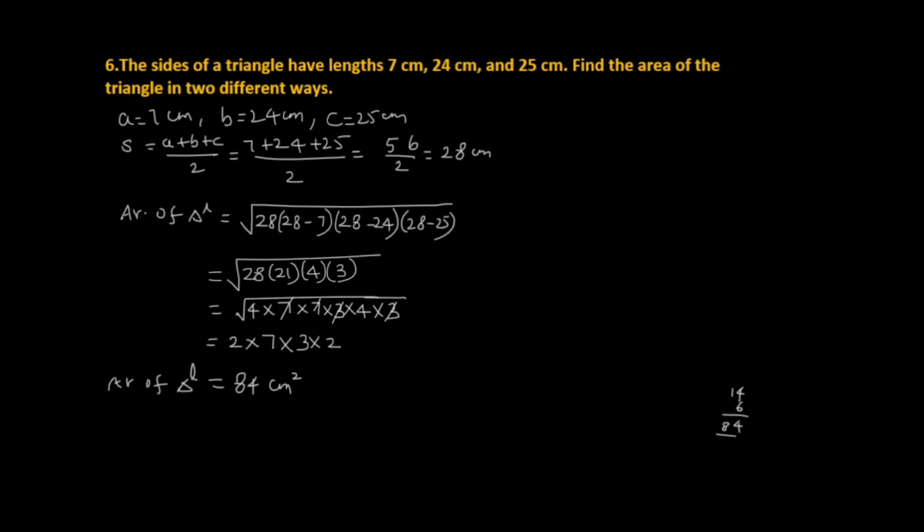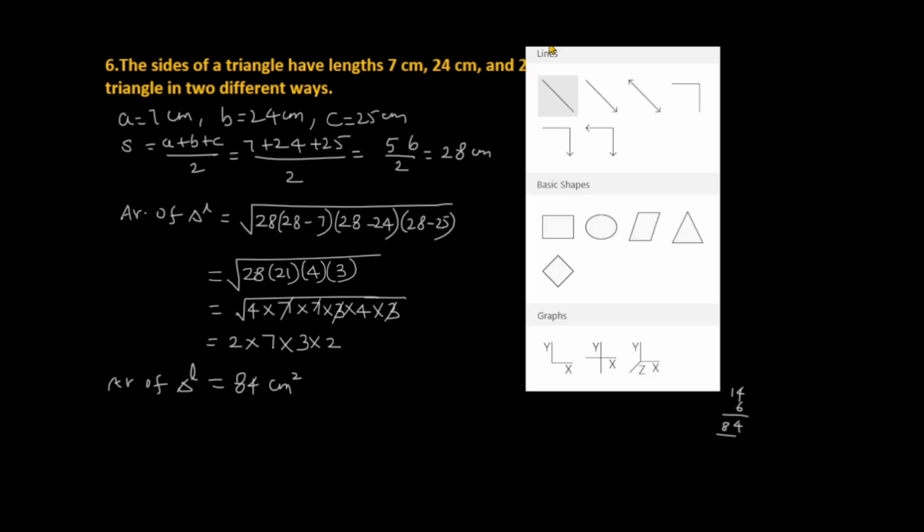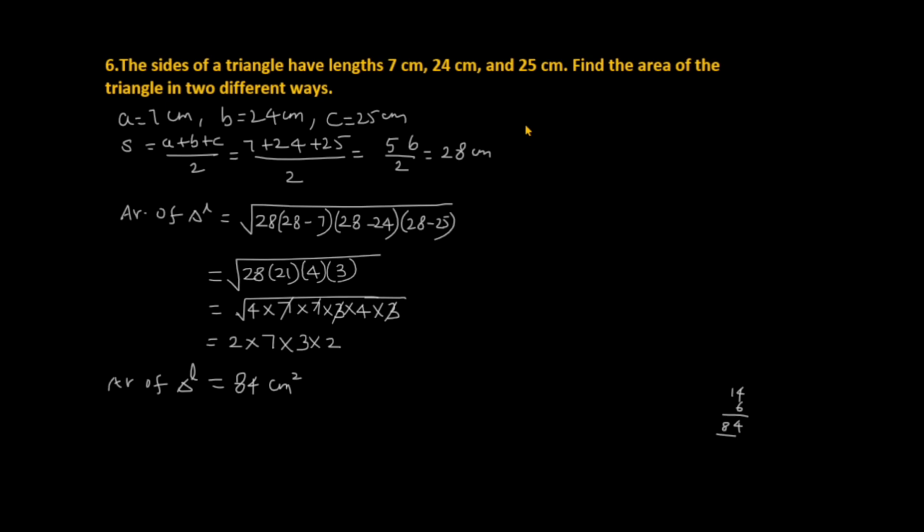The other way, we need to use the formula half into base into height. For that, we have to check whether the three numbers are Pythagorean triplets or not. If they are Pythagorean triplets, then we can consider this triangle as a right angle triangle, and we can find the area using the half into base into height formula. So to check the Pythagorean triplets, the greatest measure squared is equal to the sum of squares of the other two measures.